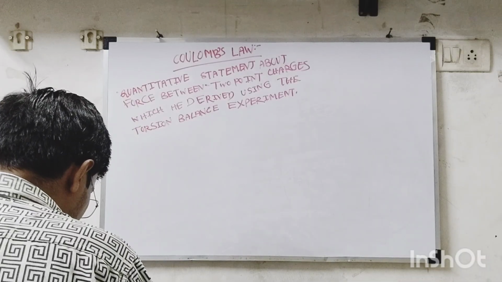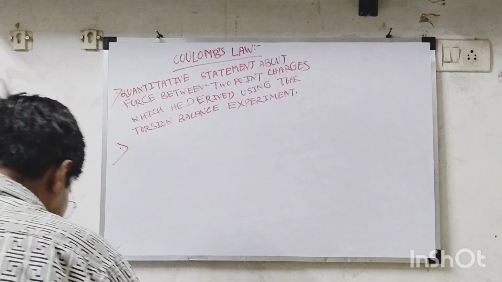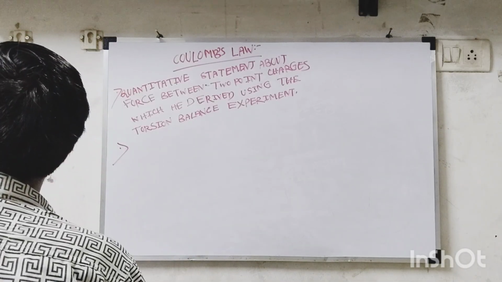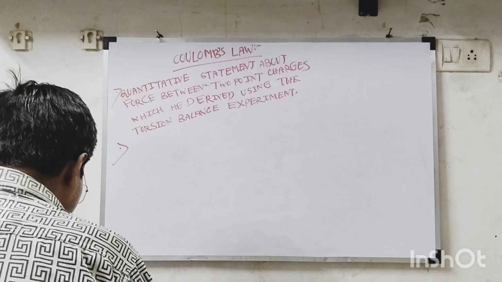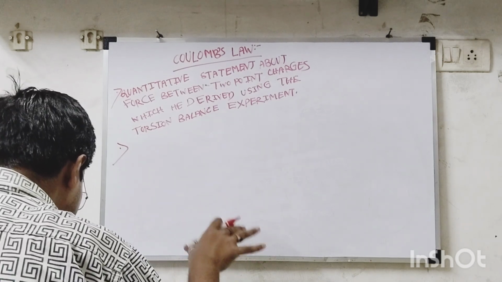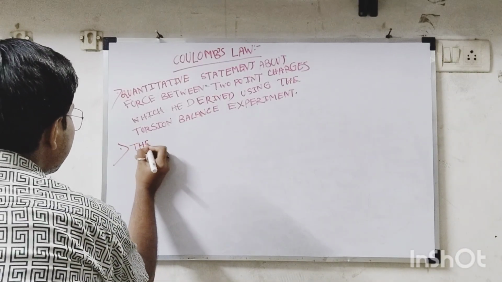Now, what is the statement? The statement is: the force of interaction between any 2 point charges is directly proportional to the product of the charges and inversely proportional to the square of the distance between them. So, please write down the point.